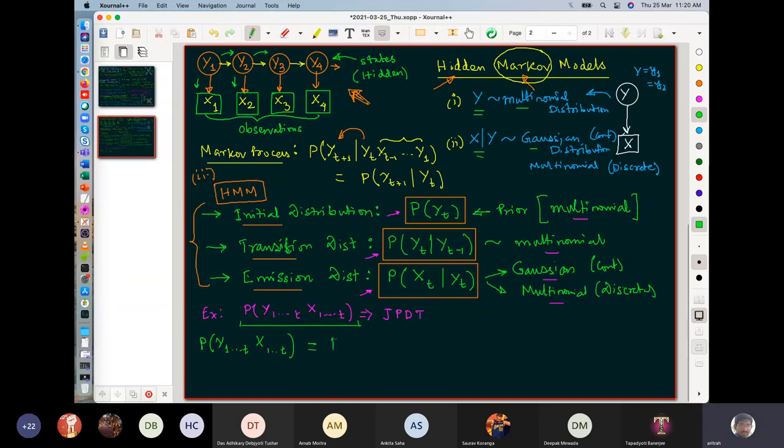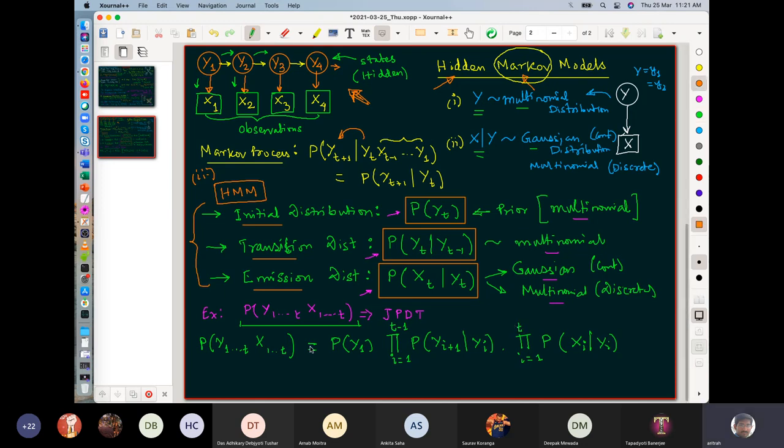This is nothing but, you can say, the prior of y1, then the prior of the next states given the previous states. And since there is a conditional independence, I can do this for i equal to 1 to t minus 1. And then again, I have the observation variables also, which are conditionally dependent only on yi. So for the observation variables, I will do xi dependent on yi, with i here equal to 1 to t.